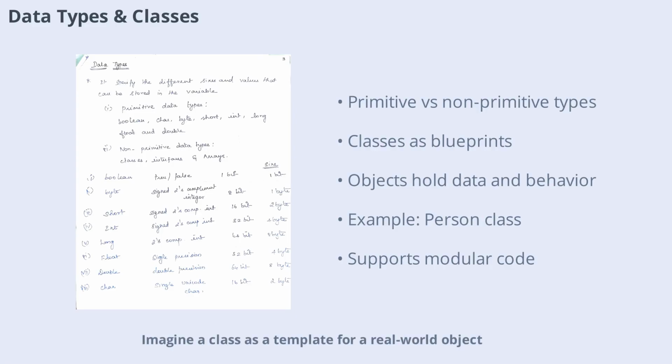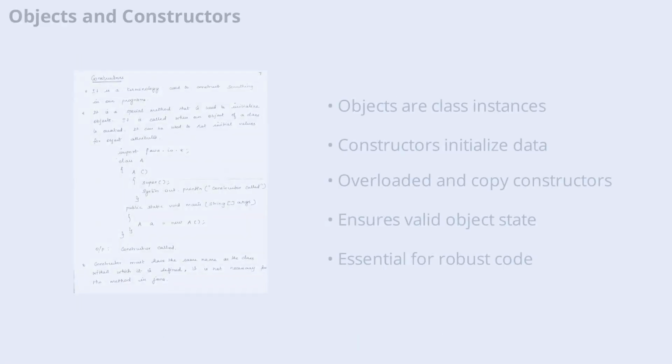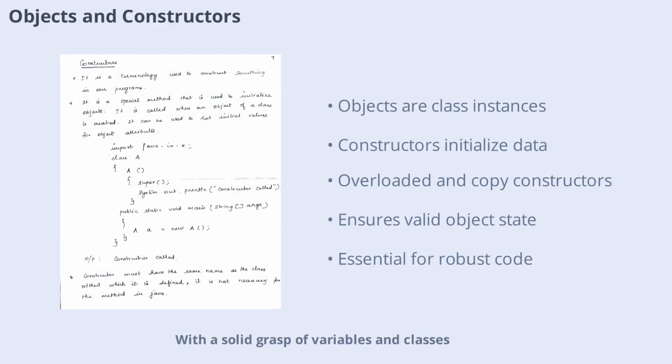Imagine a class as a template for a real-world object, like a person with attributes such as name and age. By defining classes, you can create multiple objects with shared structure but different data. This organization is at the heart of object-oriented programming, making your code more modular and reusable. With a solid grasp of variables and classes, let's see how objects come to life in Java.